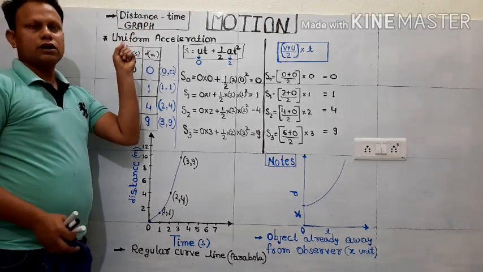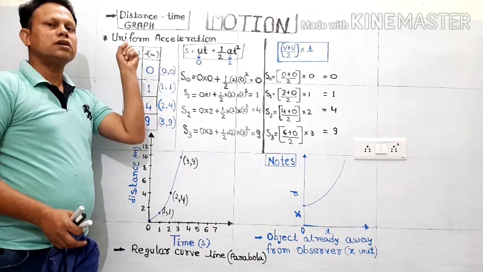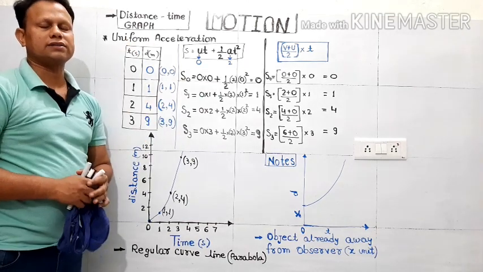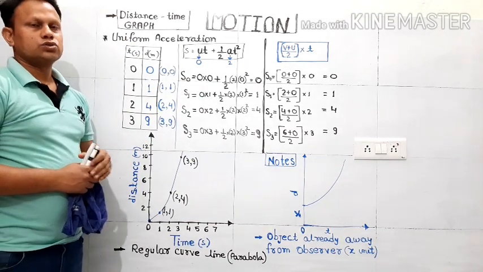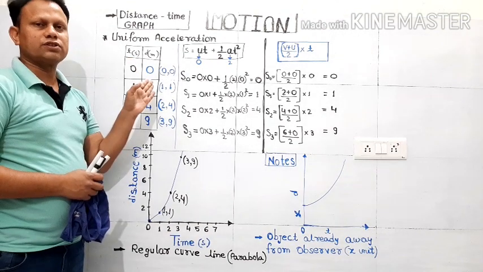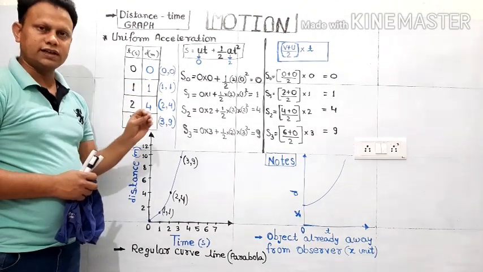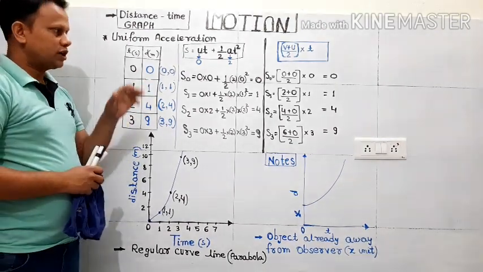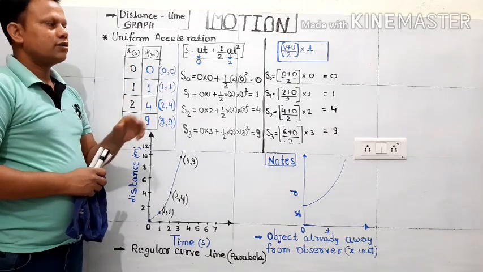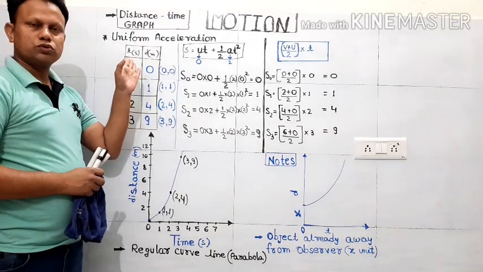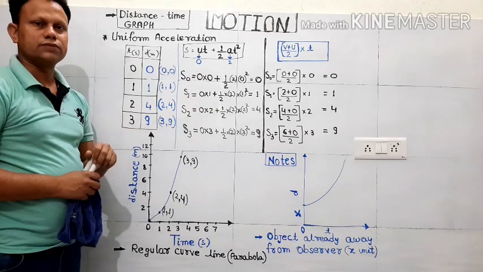time graph for a body which is moving with uniform acceleration. So to plot the graph for this situation, we need some points. Now to get those points, we are going to do a calculation here.